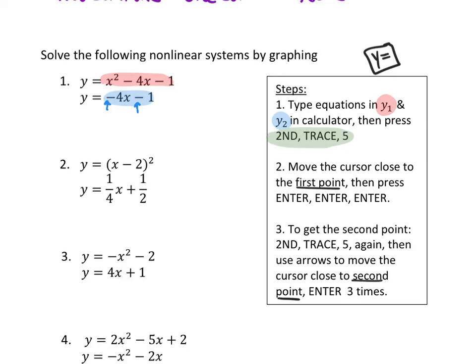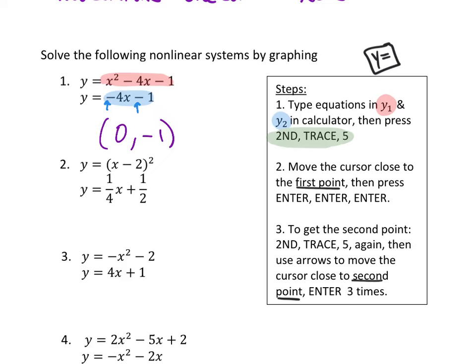Then we press enter 3 times. Enter, enter, enter. It's going to give you the intersection of 0, negative 1. So literally, that's it. 0, negative 1. That's the place where they cross. Does this system cross anywhere else? No, so we only needed to find one of them. We're literally done with this problem. That's it. Can we do another one? Yeah, all right, let's do one more.